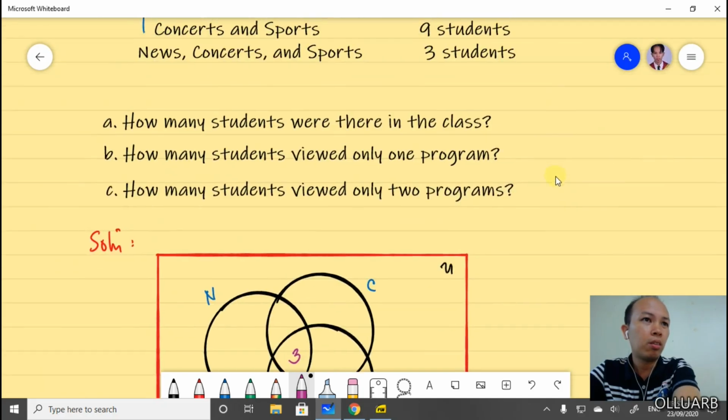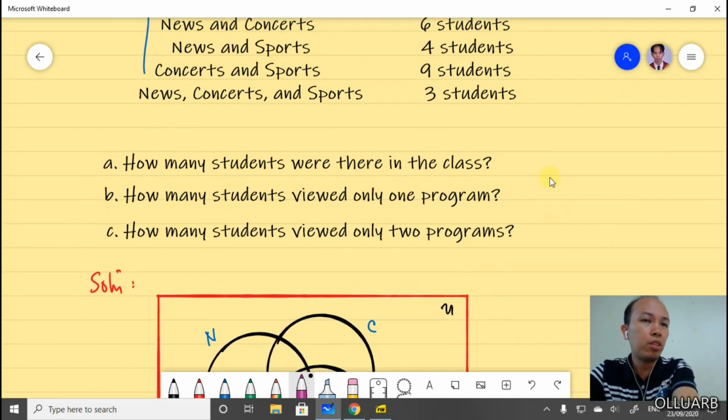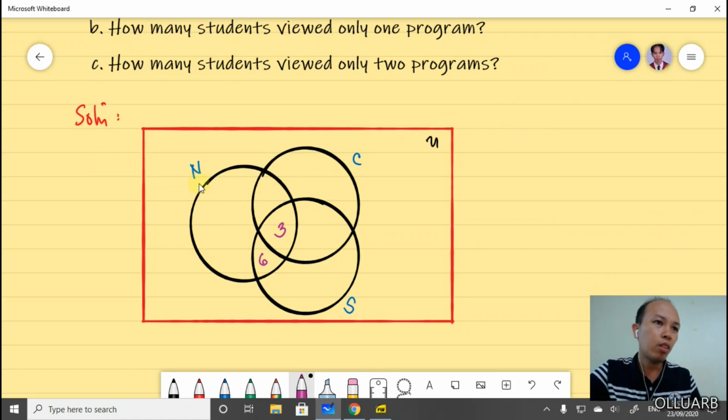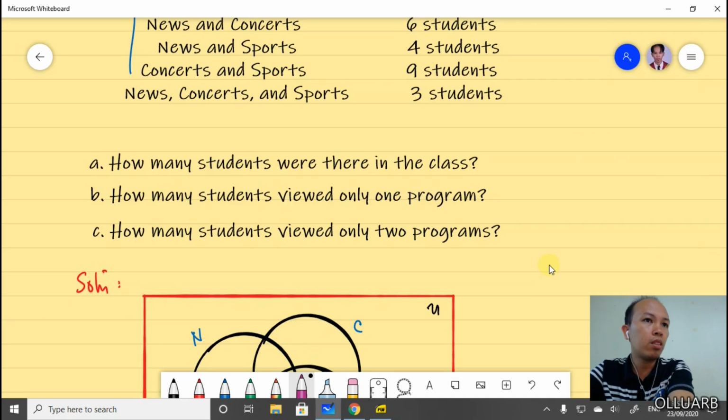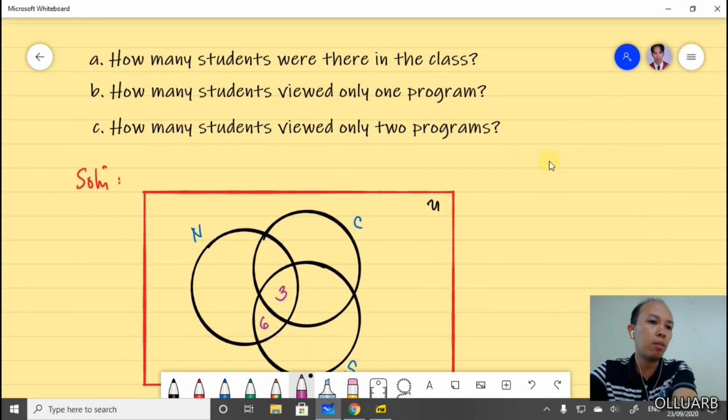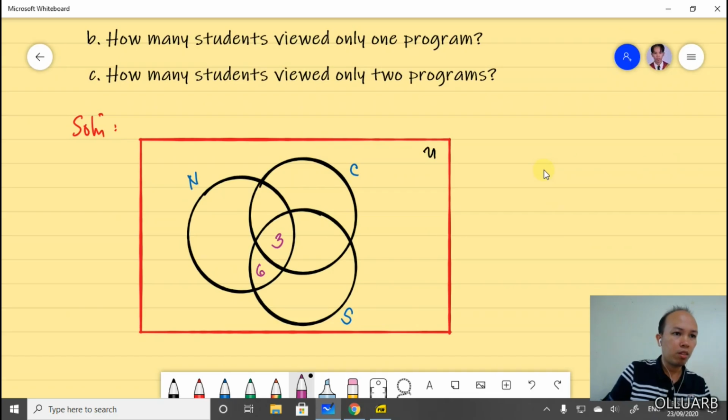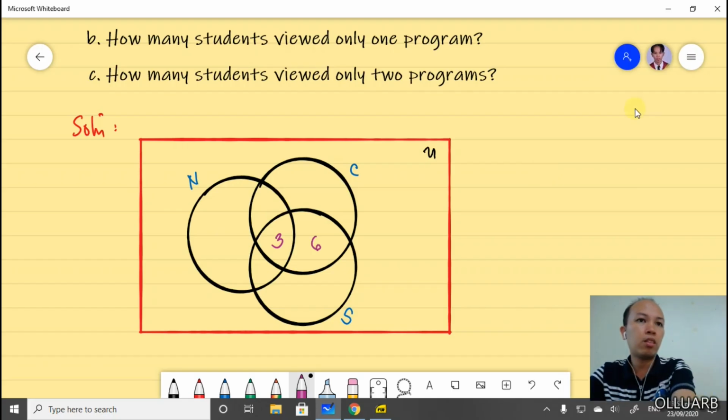Okay, for the news and sports, we have 4 students. Oh, what happened? Concerts and sports. I was wrong. Let's go back. 6 must be here. Concerts and sports. What happened? Let's wait for the program to respond.